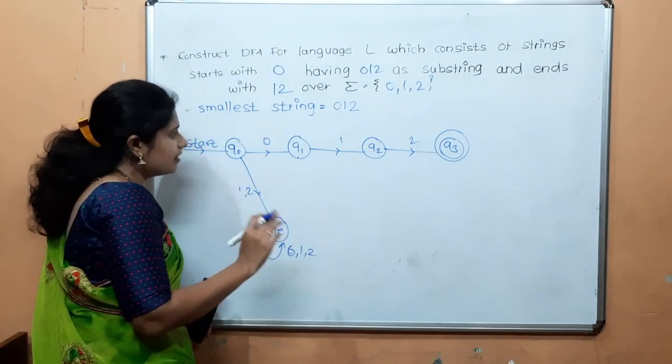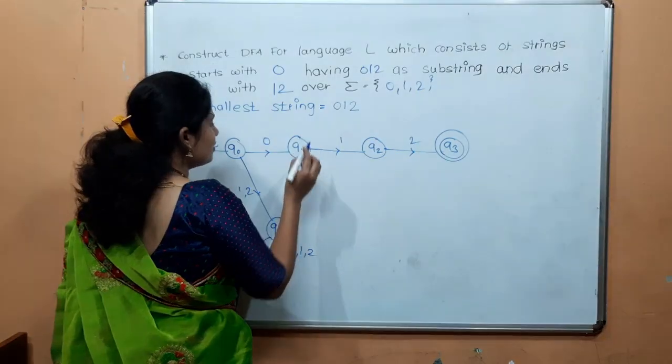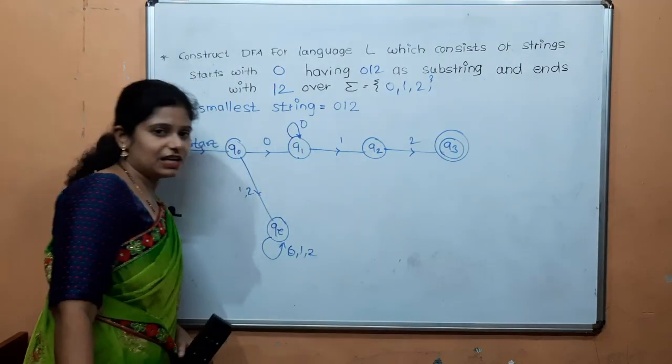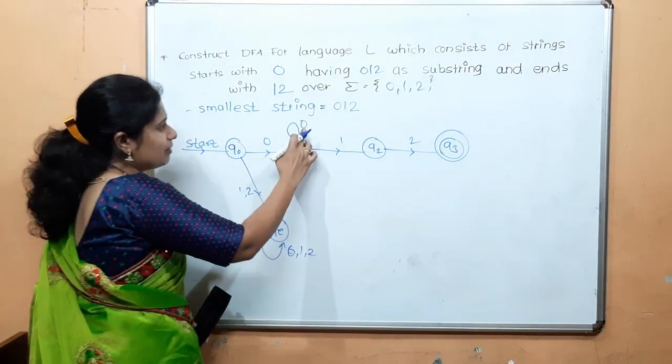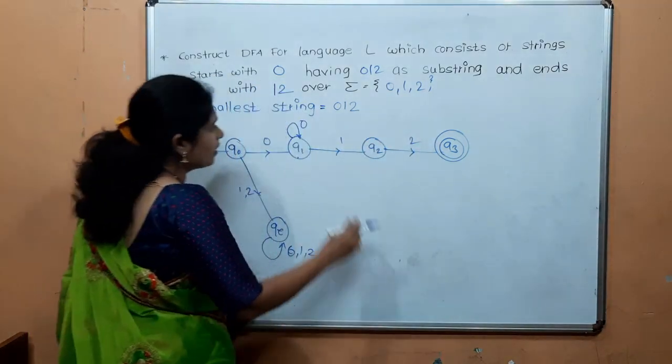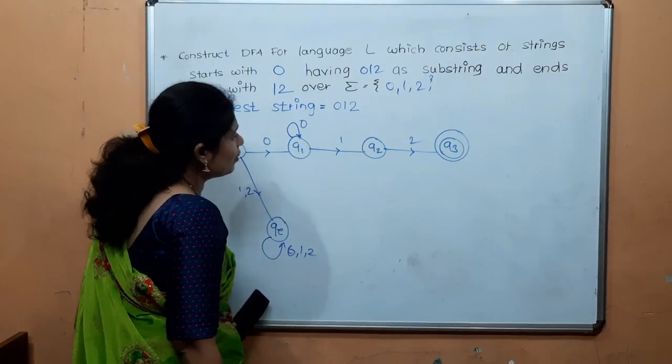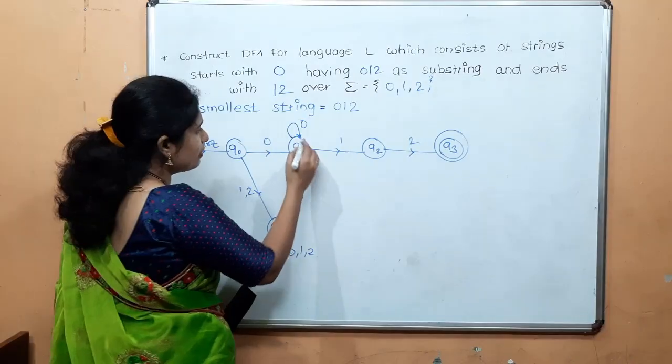Okay, now see here, after this 0, 0 will occur. Here we can give the self loop of a 0. It will become 0, 1, 2. After this 0, okay, 2 will occur. Then what can I do? Okay, 2 will occur.